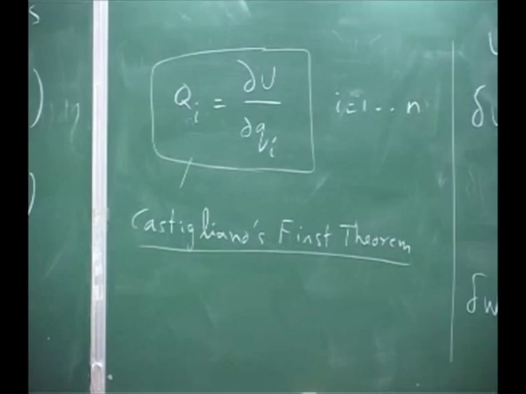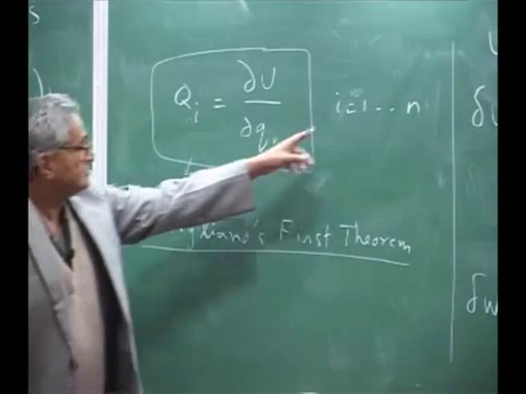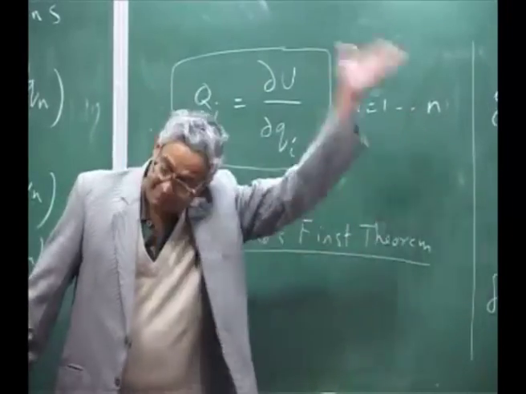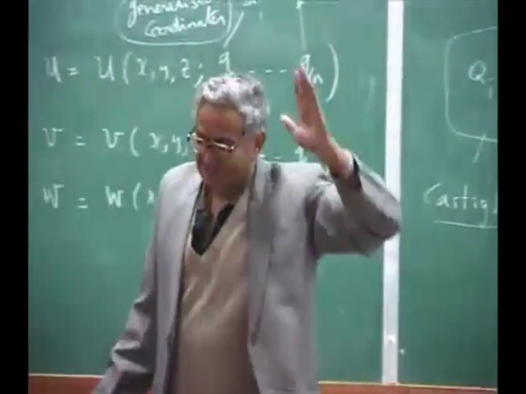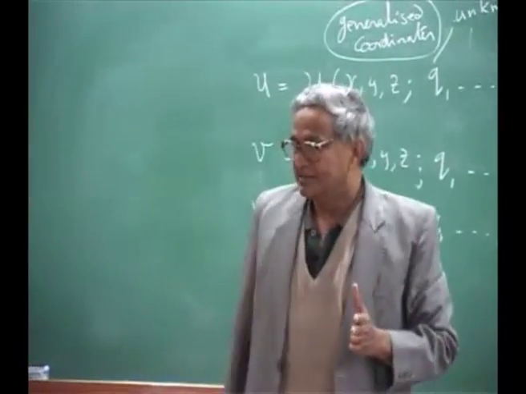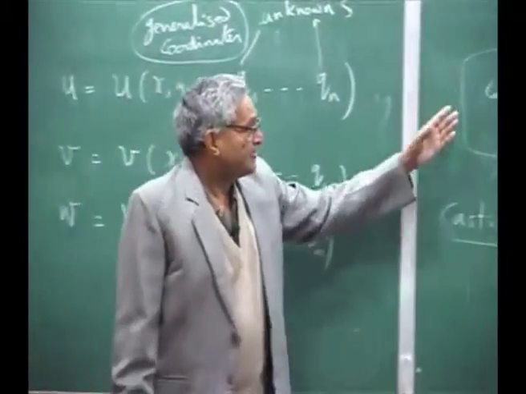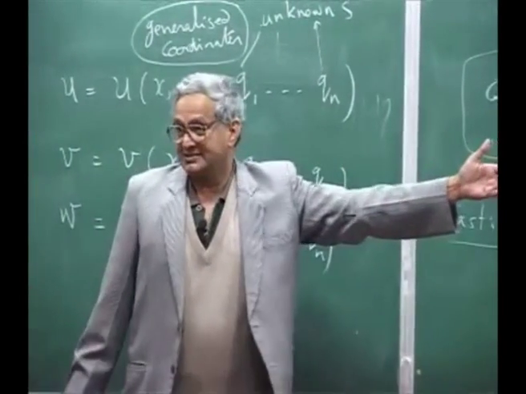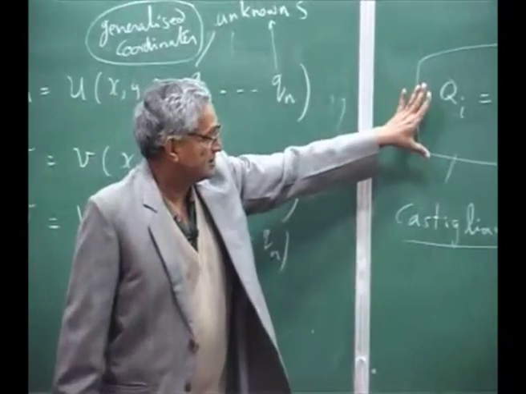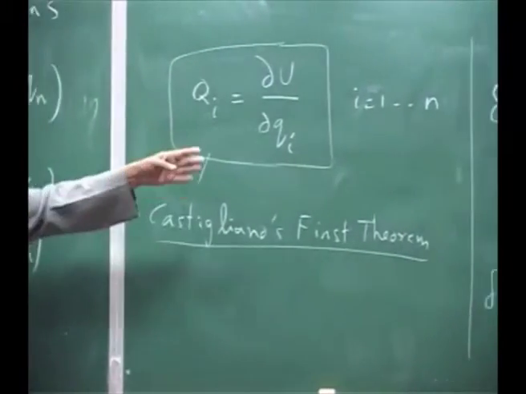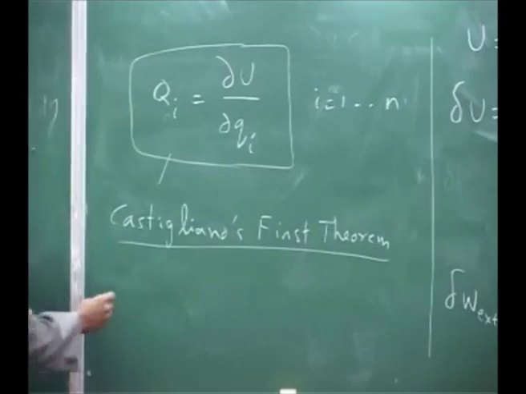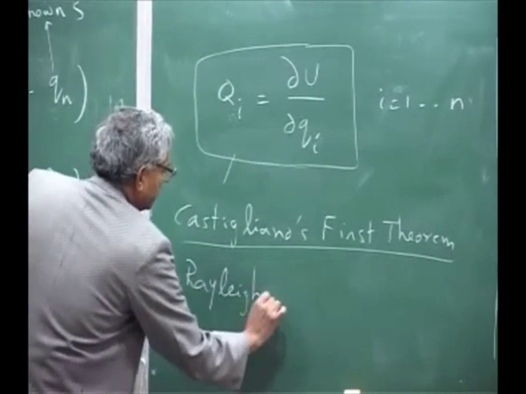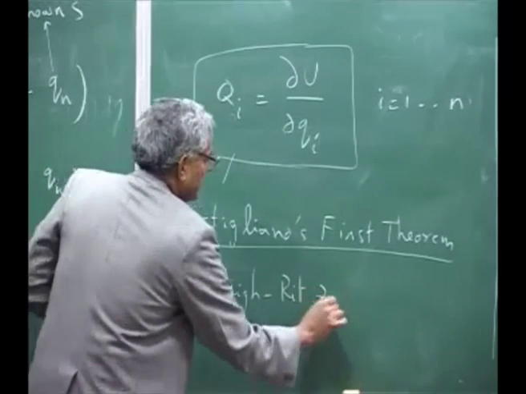Now we have put n only up to n. Suppose this number goes to infinity, n keeps on increasing, it can be shown that you will get the exact result for the deformation. It will approach the exactness. And this particular technique with finite n is called the Rayleigh-Ritz approach. Okay, Rayleigh-Ritz approach.